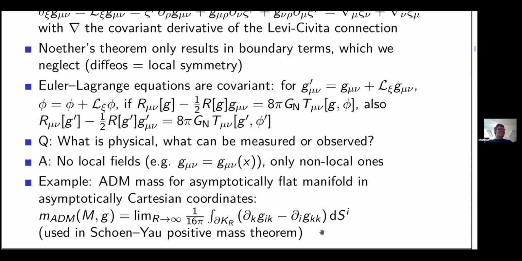So I'm focused more on things that can be made to be a bit more local than that. And then for this, there are covariant expressions. I will show you later. But for the ADM mass, I don't know.